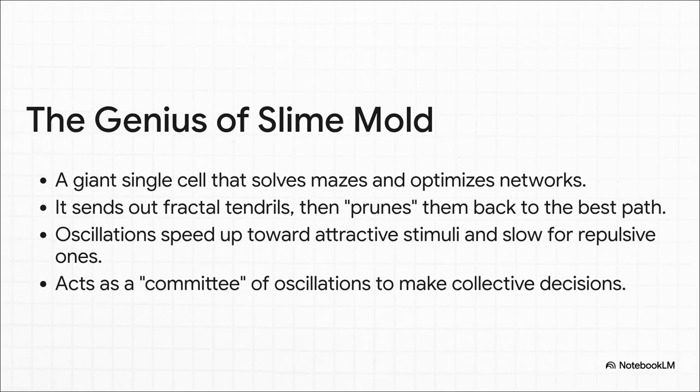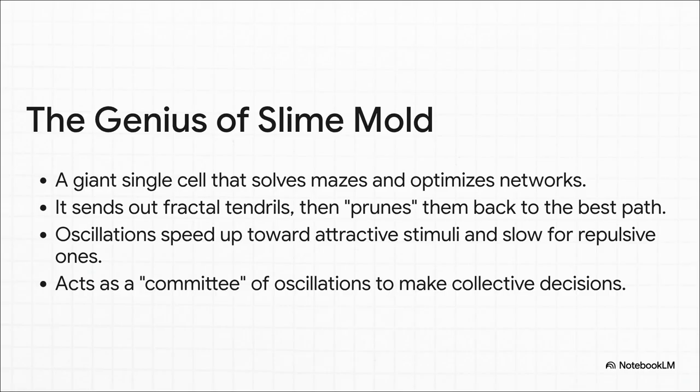So how does it do it? It sends out these branching, fractal-like tendrils to explore everything around it. And when it finds a good path, it strengthens it. The dead ends, they just wither away. So it's literally building and editing a physical, fractal map of its world to solve problems.